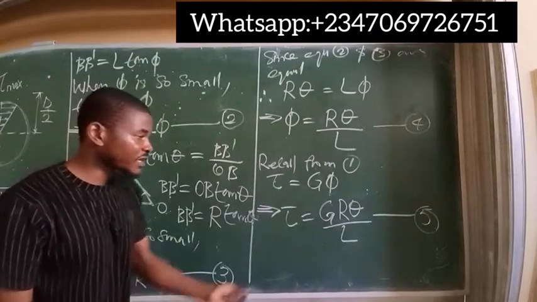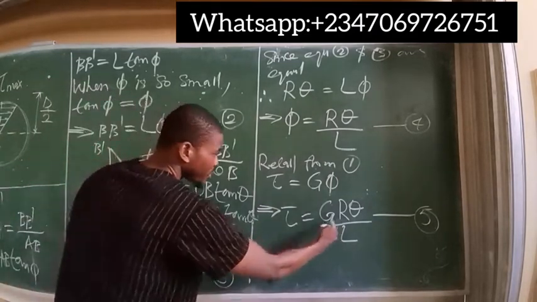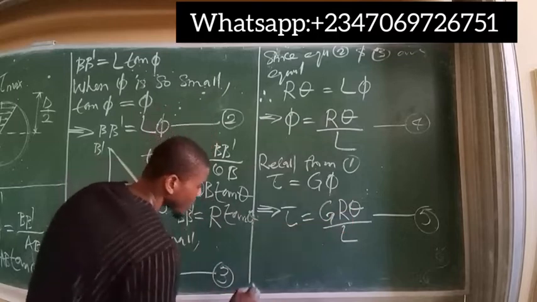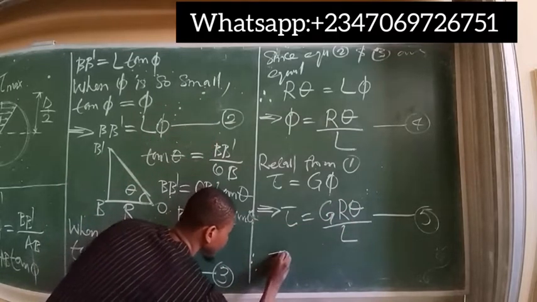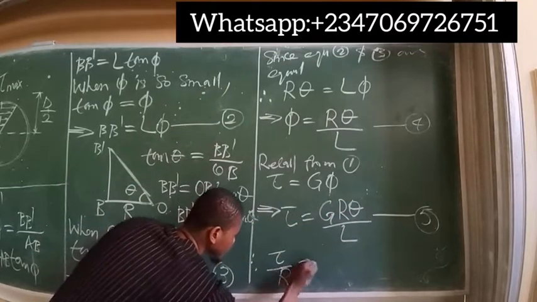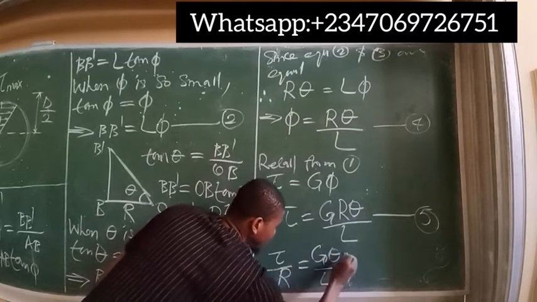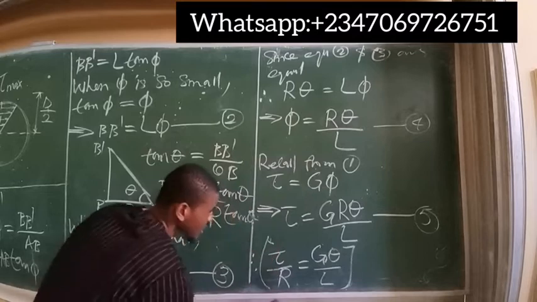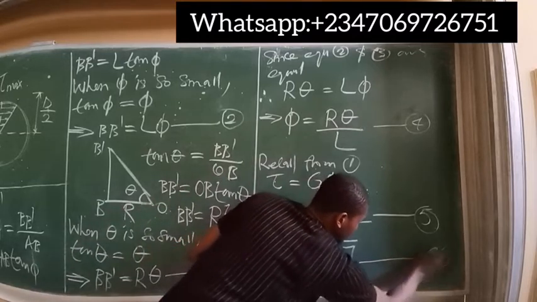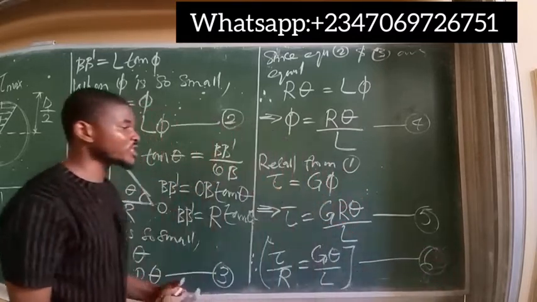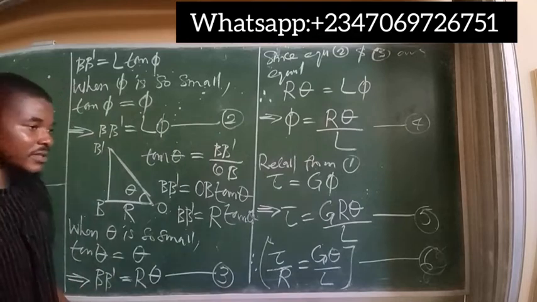We can also craft from this equation. If we divide both sides by the radius r, we have that shear stress all over radius is equal to G theta all over length. Let's also keep this equation aside. Call this equation 6. So we'll keep these two equations aside.